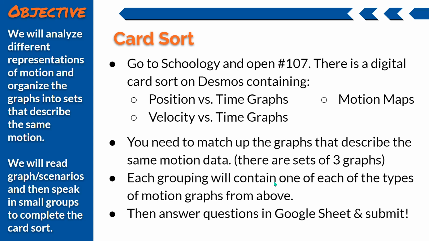Each grouping will have one of each of those types, and then when you're finished with it, you'll be able to check and see in Desmos on my screen, which I'll put up there in a minute, if you got them right or not, and if you didn't, you can go back and fix it before you take the quiz. Okay, because there is a card sort quiz with this as well. So let me show you what this looks like.